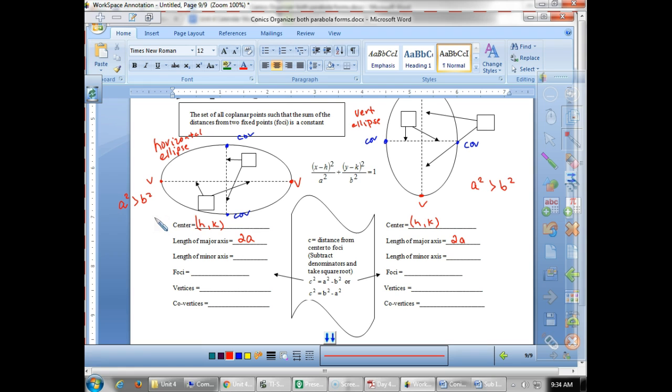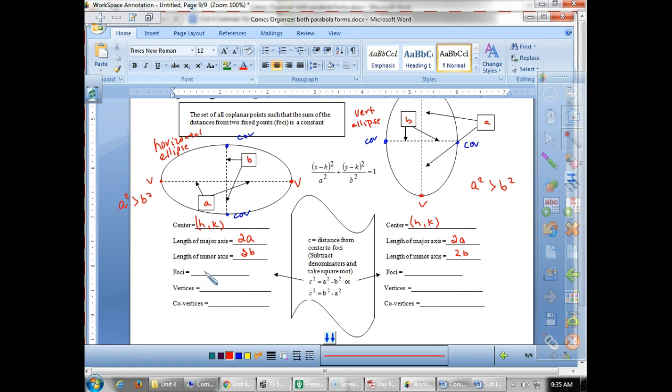So if the larger denominator is with x, it's horizontal, and the larger denominator would be a squared. If the larger denominator is with the y, it'd be vertical, and then your a squared would be under y. So it just kind of moves around. The length of the minor axis is always the shorter one. So let me put this in up here. These would be b here, a here. This would be b here, a here. So a is basically what would be called a semi-major axis. b would be a semi-minor axis.